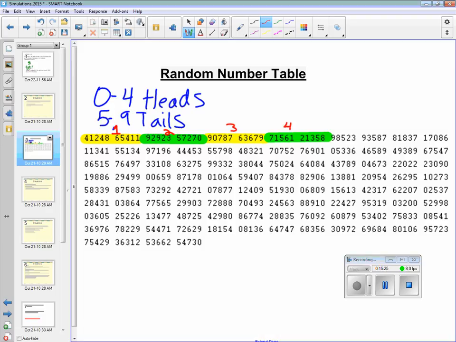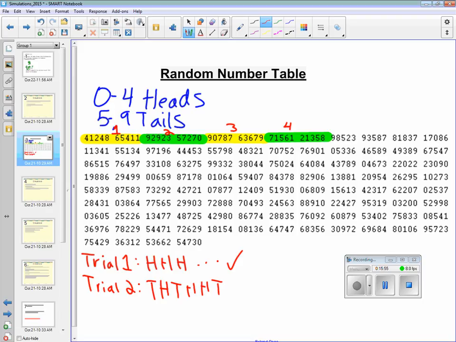Are we okay with that? So in trial 1, let's just write what we have. I'm just going to say we have heads, heads, heads. That doesn't matter because we have 3 consecutive already. Would you agree? So that one works. Trial 2, now I'm looking at the green, and I have tails, heads, tails, heads, heads, tails, tails, heads, tails, heads. I don't have any 3 consecutive there. Would you agree? So no.